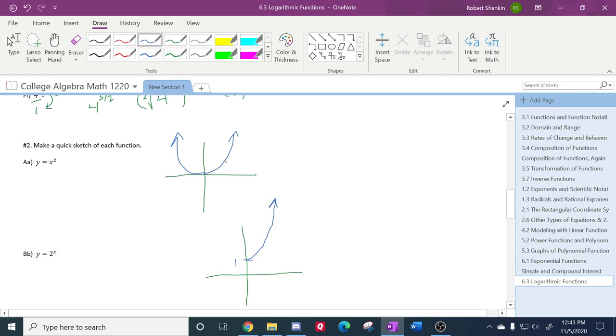We talked about this when we did the exponential functions. Exponential functions grow way, way, way faster than x squared does after a while. But they look kind of similar from this perspective. And the other thing, on the left side, is totally different. Instead of going back up, it gets closer and closer to the x-axis without touching it. The x-axis is what we call a horizontal asymptote.